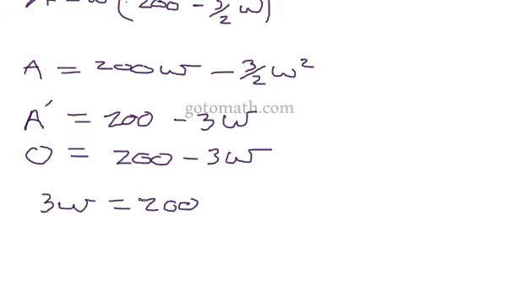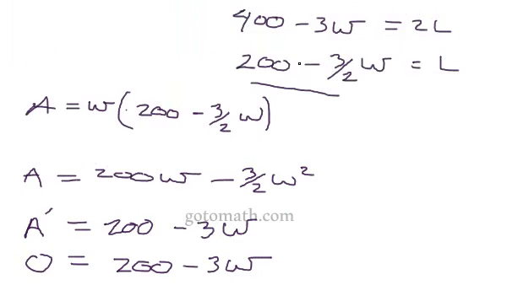Alright, and then we just multiply both sides by 1/3, so we end up with w is equal to 200 over 3. So this is going to be our width, and of course you can go ahead and approximate that if you'd like. And now to find L, we've got to remember what our relationship was with L.